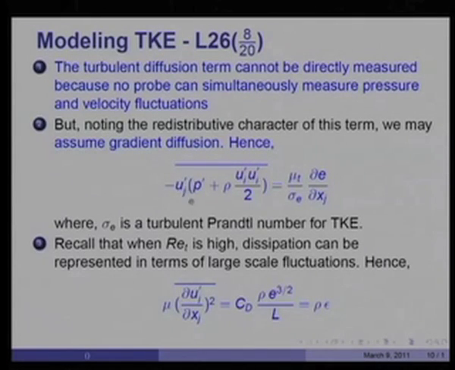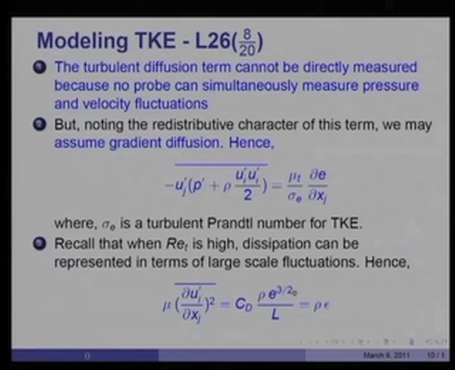So, minus u j prime p prime minus rho u i prime u i prime by 2 would be simply put as mu t divided by sigma e, d e by dxj, where sigma e is the turbulent Prandtl number of turbulent kinetic energy. Now, when RET is high, dissipation can be represented in terms of large scale fluctuations. This is what we had observed when we looked at the formal aspects of turbulence. And therefore, this mu times du i prime by dxj prime, which we had modeled as rho epsilon, can be written as cd times rho times e raised to 3 by 2 divided by L.